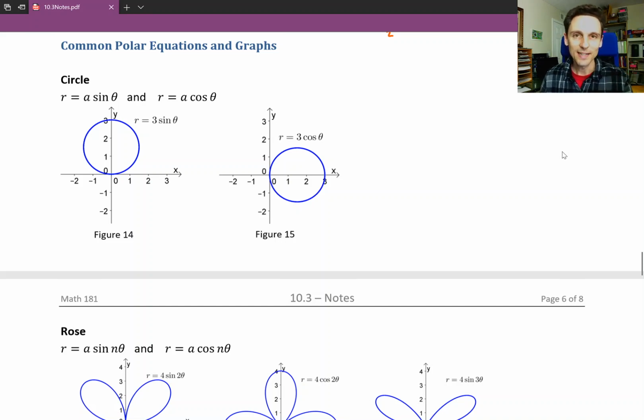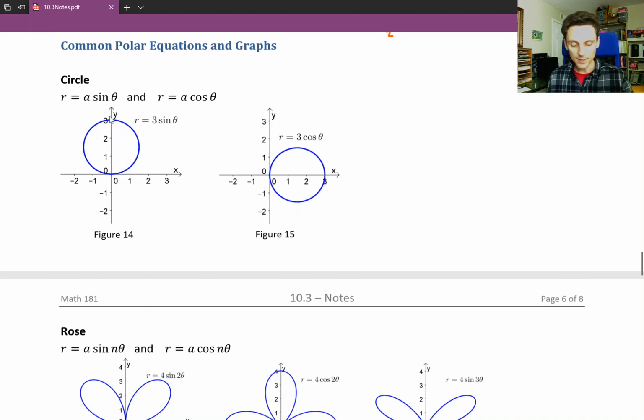Hello and welcome back. The last part of this packet of notes talks about some common polar equations and their graphs. r equals a sine theta and r equals a cosine theta, the graphs of those are both circles. The sine theta ones are going to be along the y direction, so kind of along the y-axis, and the cosine theta version is going to be along the x-axis.